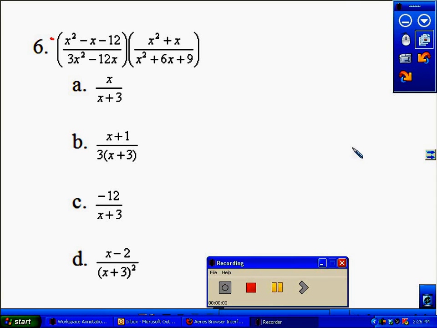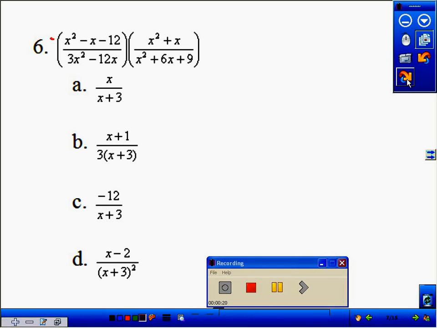Part 2 of the Common Assessment number 5 review. Number 6: x squared minus x minus 12 over 3x squared minus 12x, times x squared plus x over x squared plus 6x plus 9. First thing we want to do is use the magic x to factor x squared minus x minus 12. When we do that, we end up with negative 4 and positive 3. So it's x minus 4, x plus 3.